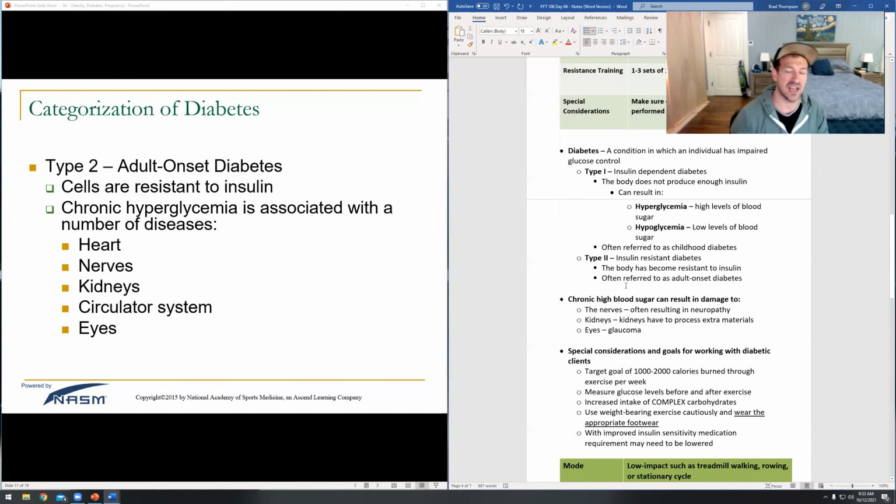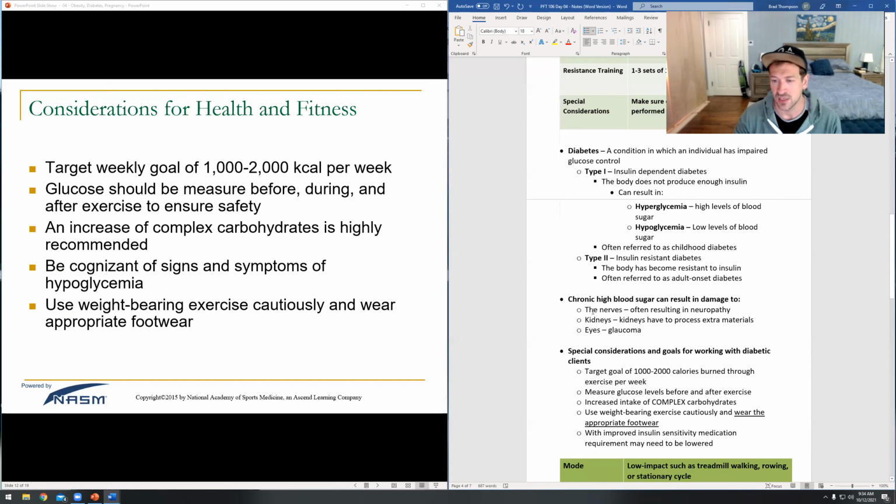Then we have type 2 diabetes. This is insulin resistant diabetes, where you've created so much insulin so often that your cells have become resistant to it. So it just doesn't work as well as it's supposed to. And so that is going to be causing heart problems, nerve problems, kidney problems, circulatory problems, and even problems like glaucoma and stuff. So chronic high blood pressure, very, very dangerous.